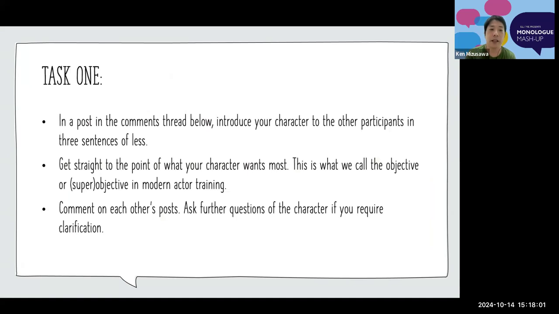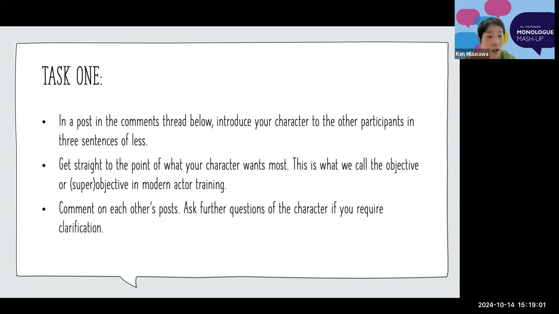All right. So the first task in our monologue writing is this. In the comments thread below this video post, introduce your character to the other participants in 3 sentences or less. Okay? So I don't want you to be too descriptive, too verbose here. Keep it short and sweet. Get straight to the point of what your character wants most. This is what we call the objective in modern actor training, or the motivation. An alternative is the super objective. The key difference between super objective and objective is that the super objective is the through line that runs through many scenes in a play. But we're just dealing with one character in a short space of time, so let's just talk about objective.